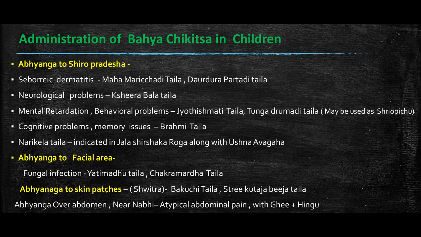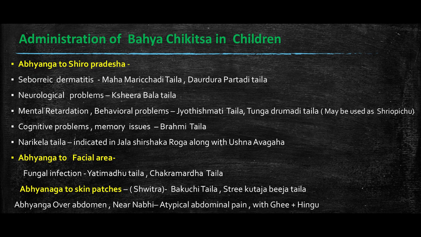Abhyanga to the Shiro Pradesha can also be done. For example, seborrheic dermatitis, cradle cap, is also one of the common problems with children. Abhyanga with Mahamarichadi Taila or Dardura Patradi Taila gives very good results. Then, if some neurological problem is there, go for Abhyanga with Kshirabala Taila or Mahamasha Taila. Bala is very good in neurological problems.